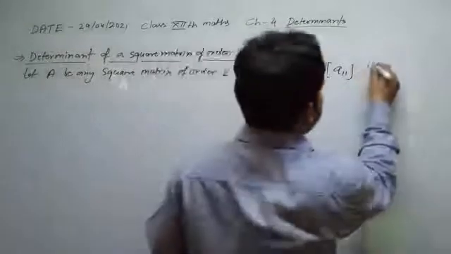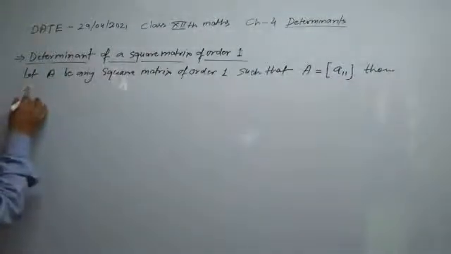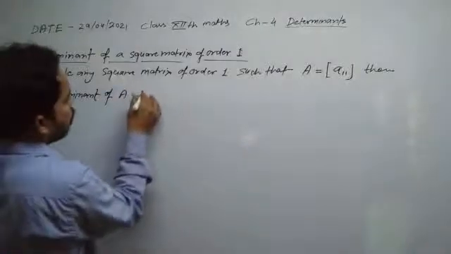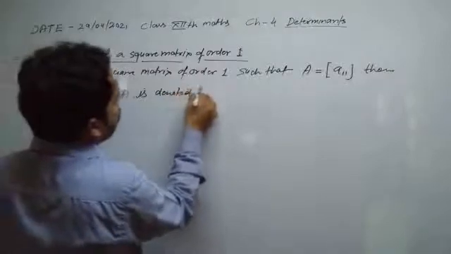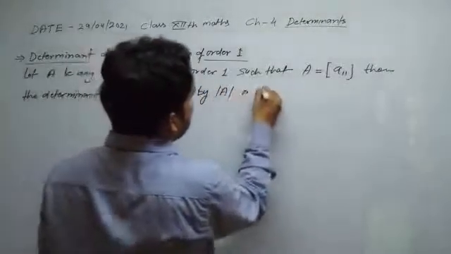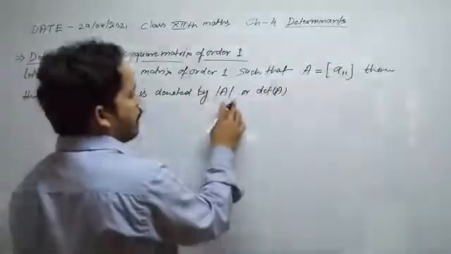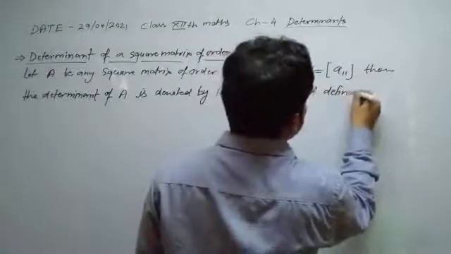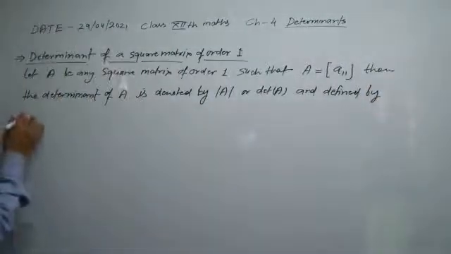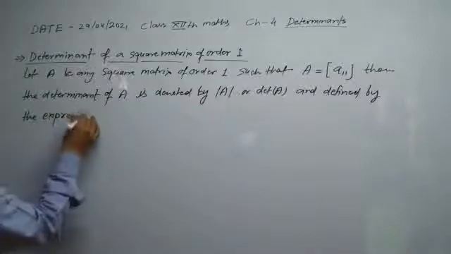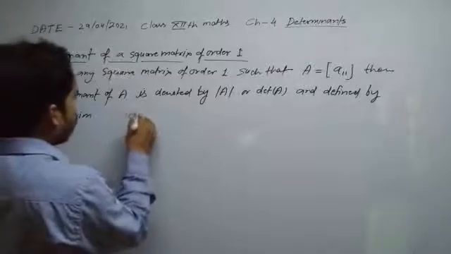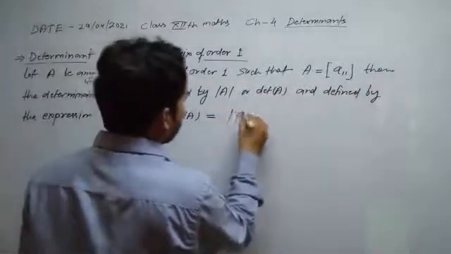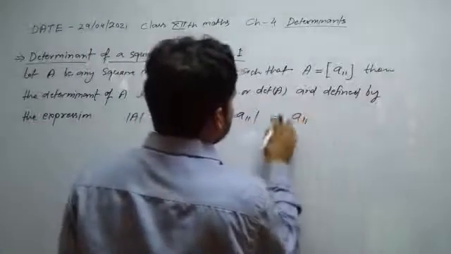Then the determinant of A is denoted by A in vertical lines or det of A, and defined by the expression A11. This is A11, a unique number.